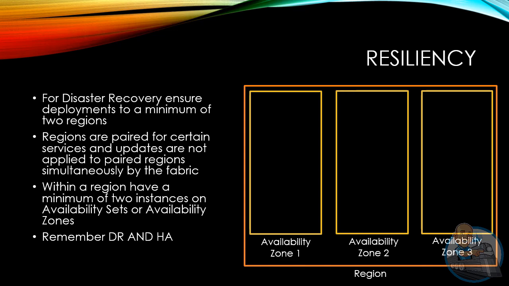Now, these are logical, and they're logical per subscription. So if I had a second subscription, AZ1 in sub 1 would not equal AZ1 in sub 2. They're just guaranteed to be separate availability zones within a subscription. So they don't work cross subscription. Another option is availability sets. So an availability zone is made up of multiple clusters. A cluster is a whole group of racks that are managed by a common controller.